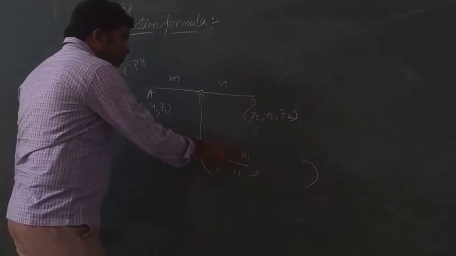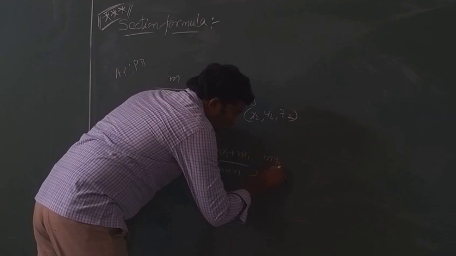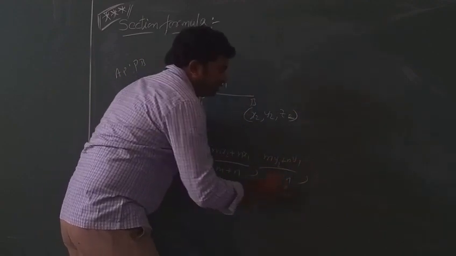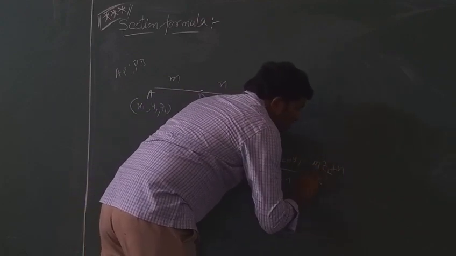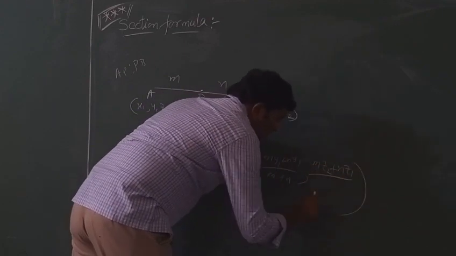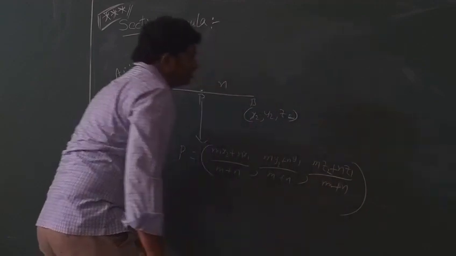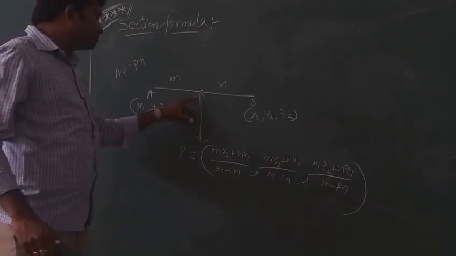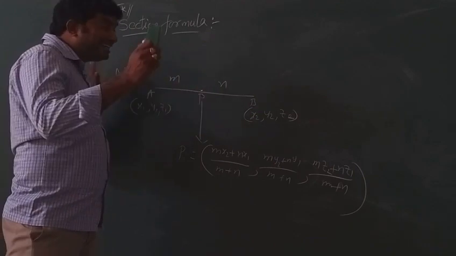Next, replace X with Y, we get the Y coordinate. What is the Y coordinate? My2 plus Ny1 by M plus N. Next, replace Y with Z, we get the Z coordinate, that is Mz2 plus Nz1 by M plus N. This is the section formula when the point P is going to divide the line segment AB in the ratio M is to N internally.